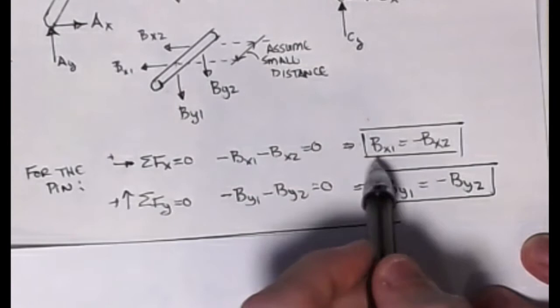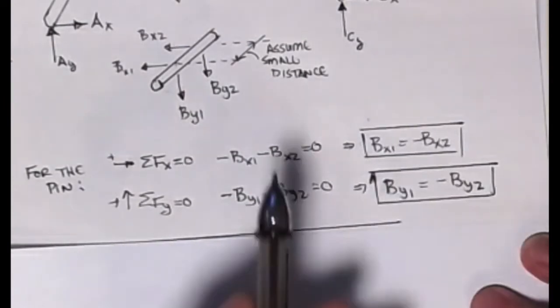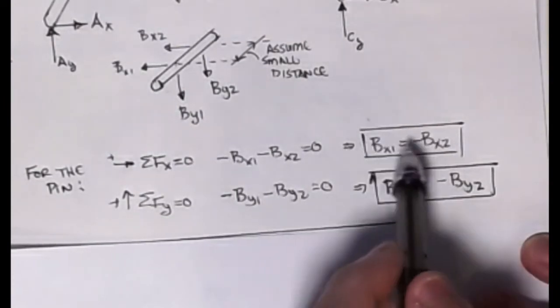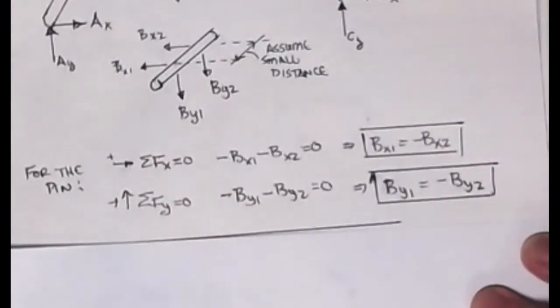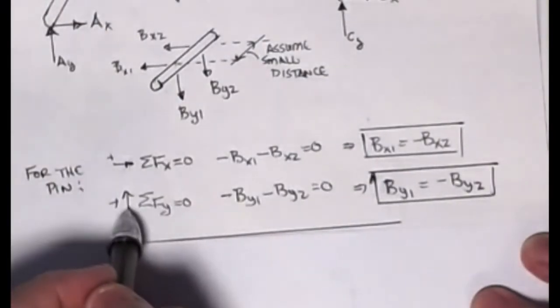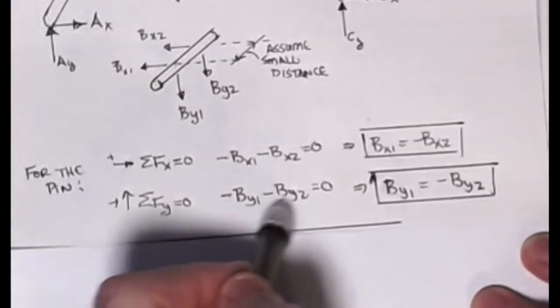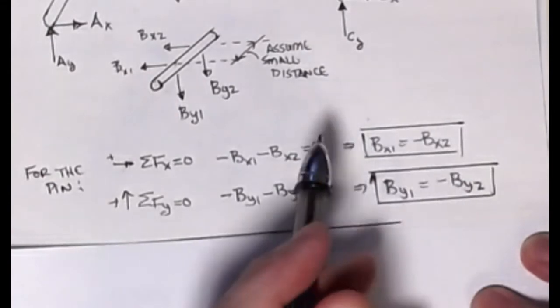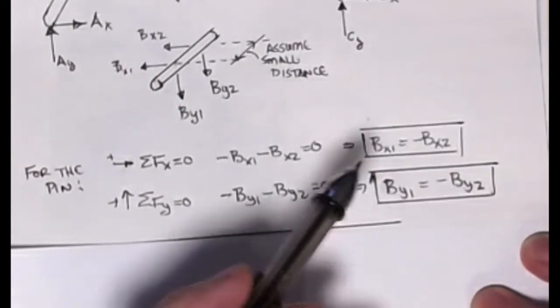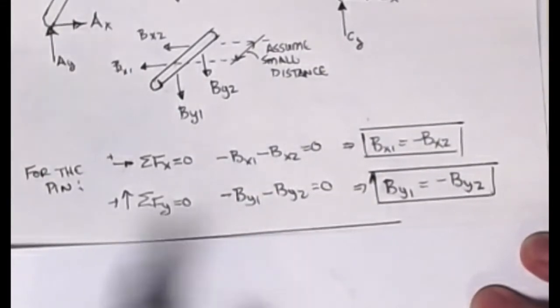Now, maybe BX1 is negative, makes BX2 positive, I don't know. That doesn't really matter, but the idea is that they're equal and opposite, which is what most classical textbooks will show you. And do the same thing in the y direction. I get minus BY1 minus BY2 equal to 0, and now BY1 is equal to a minus BY2. So even the up and downs are opposite, and that's exactly what we saw on that previous example.